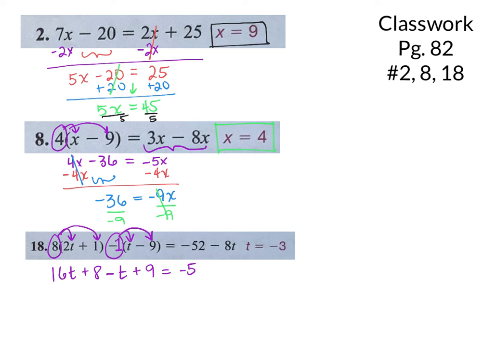And on the right-hand side, I actually cannot simplify anything. Cannot simplify anything there. On the left-hand side, I can still simplify more, right? I've distributed, but I can actually combine like terms. So 16 and -1 give me 15. 8, 9, what does that give me? 17.